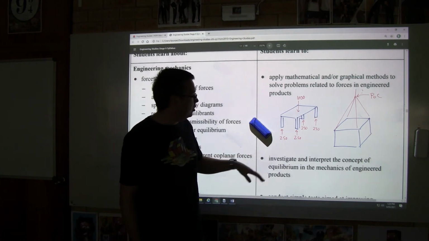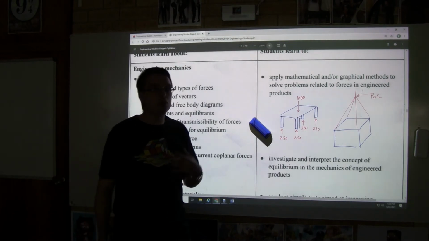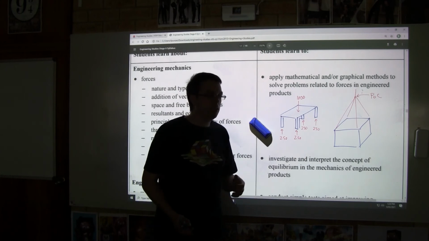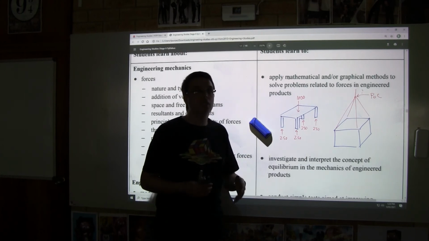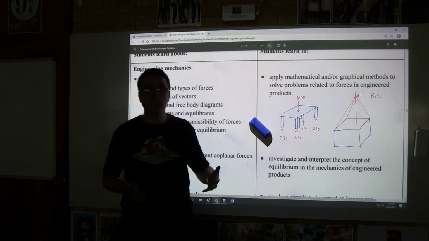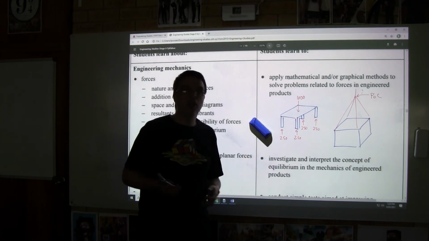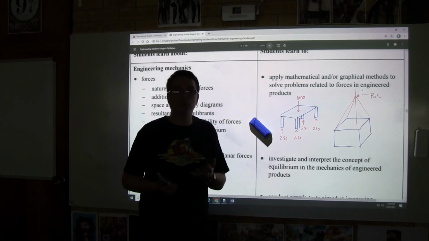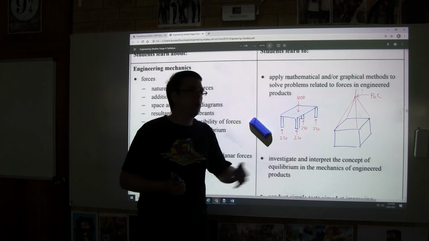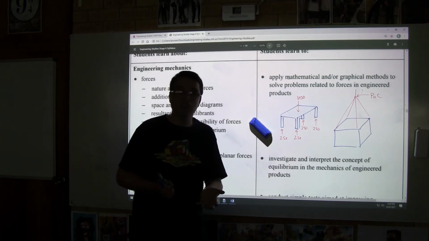Okay, investigate and interpret the concept of equilibrium in the mechanics of engineered products. So equilibrium, I will talk about this at greater length. My saying I like to say is that for civil engineers, if it's moving, it's broken. Now that's obviously not true, right? Civil engineers design aqueducts that allow water to flow, pipes that have moving water in them, and they're not broken. And there are obviously other examples. Mechanical engineers design planes and cars and things, and they move and they're not broken.